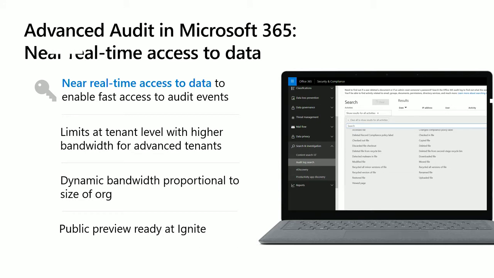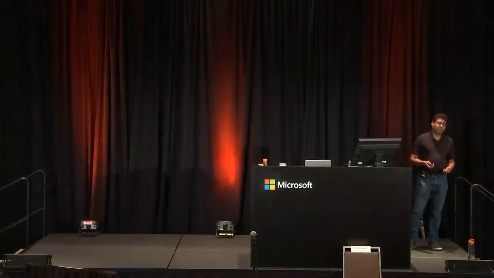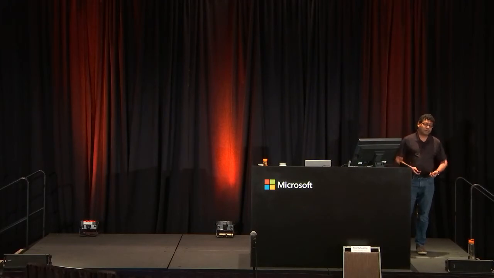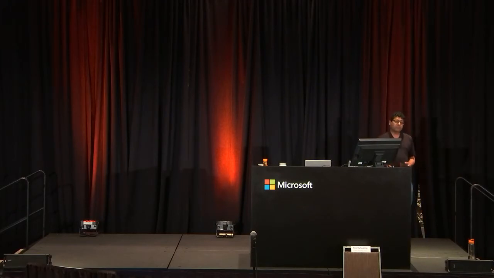And then the fourth is the faster bandwidth, or the faster pipe for the audit logs. So you can think of it as a rough idea that if you're a user of the advanced audit capability, you'll get about twice the bandwidth of a regular audit capability. So that's the difference between advanced audit and basic audit. So you have higher throttling limits, and it's much, much faster.